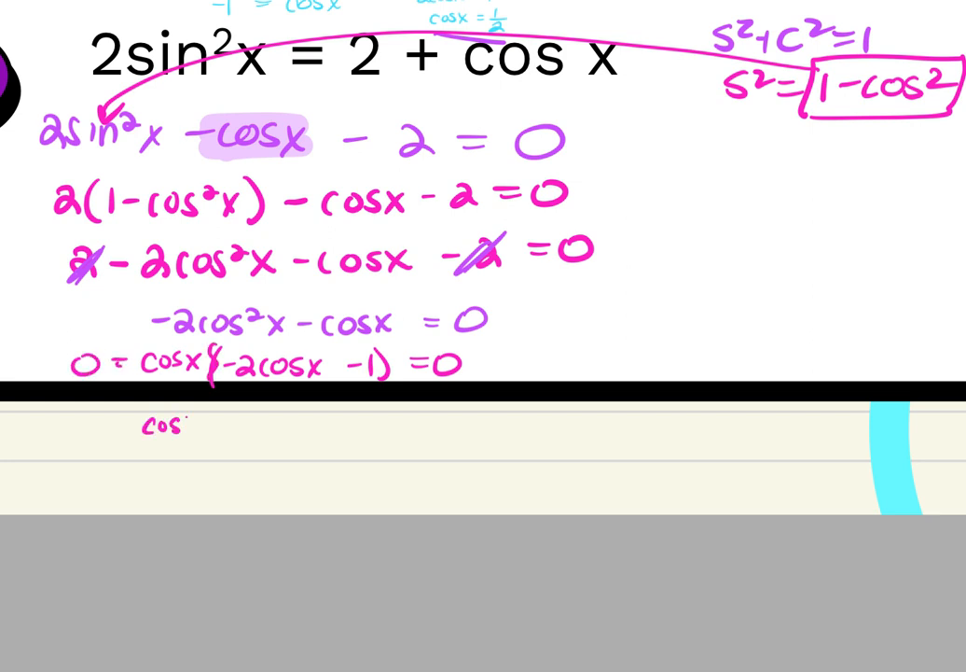So I get cosine x equals 0, and we know that the x coordinate is 0 in two places, top and bottom: pi over 2 and 3 pi over 2. And I would solve the other one. I get negative 2 cosine x equals 1, so cosine x equals negative 1 half. And my x values are negative 1 half at 2 pi over 3 and 4 pi over 3. And then all four of those are your answers.